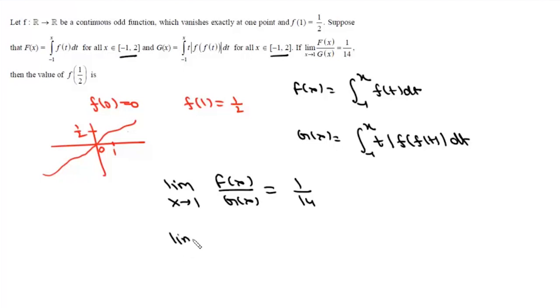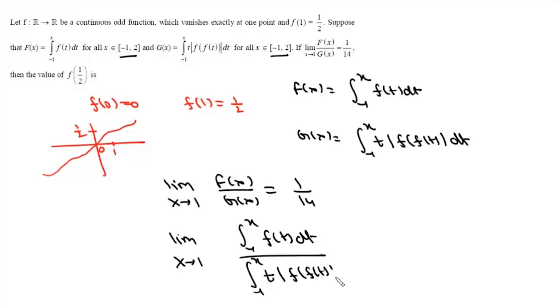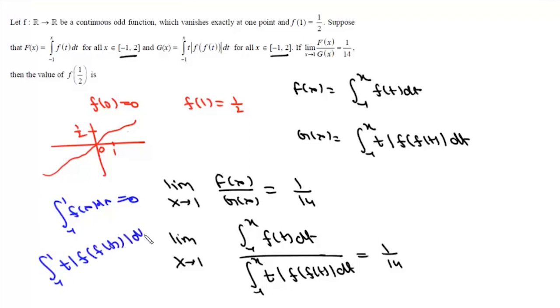Now we'll write this as the limit x tends to 1, and then the integral from minus 1 to x f(t) dt upon the integral from minus 1 to x t into mod of f(t) dt, and it is equal to 1 by 14. Now if we put x as 1, then the limits of this integral will be from minus 1 to 1, and we know that f(x) is an odd function. So the integral of an odd function from minus a to plus a will be simply 0. In the same way, consider the integral from minus 1 to 1 of t into mod of f(t) dt.